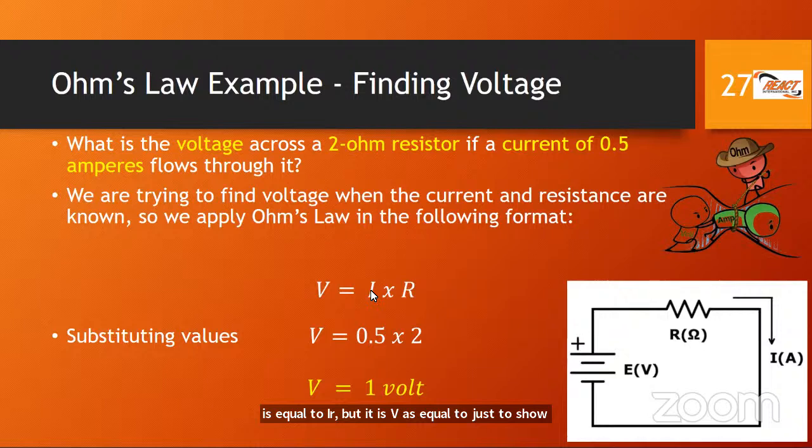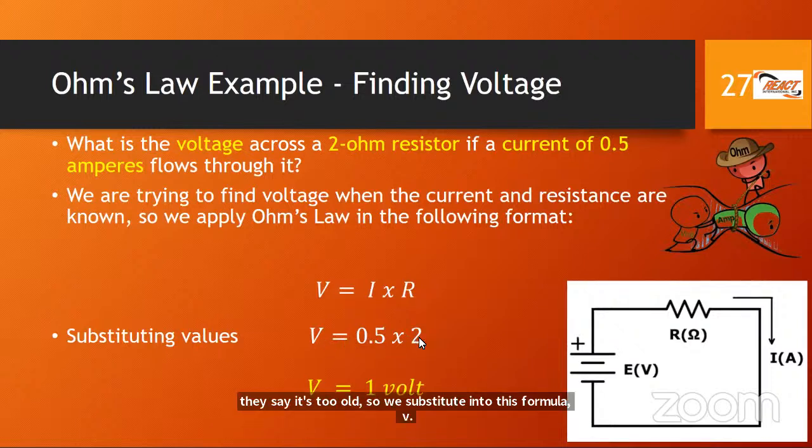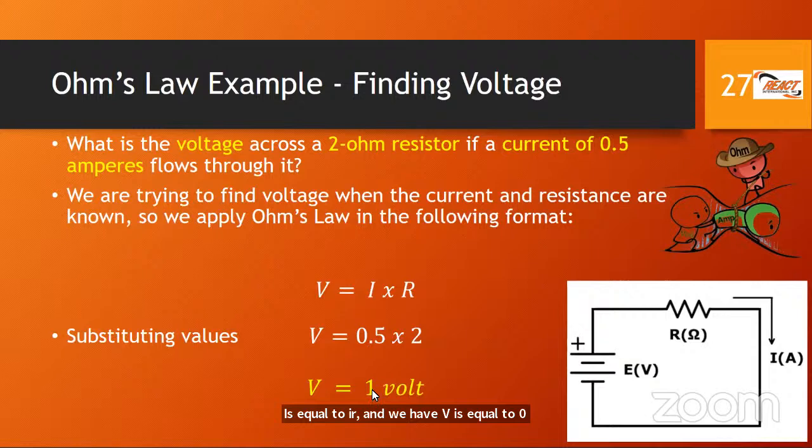We know the current, do we? Yes, current of 0.5 amperes. We know the resistance, do we? Yes, they say it's 2 ohms. So we substitute into this formula, V is equal to IR, and we have V is equal to 0.5 multiplied by 2. When you calculate that, you get 1 volt. So therefore, the voltage is 1 volt. Let's do another question.